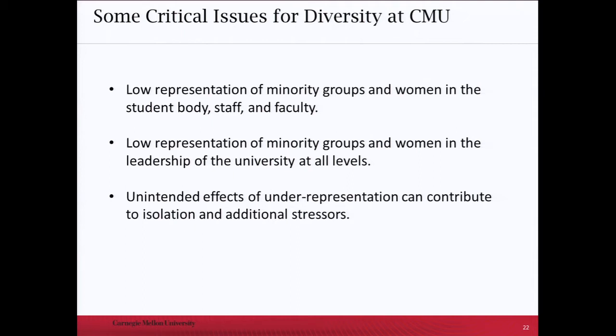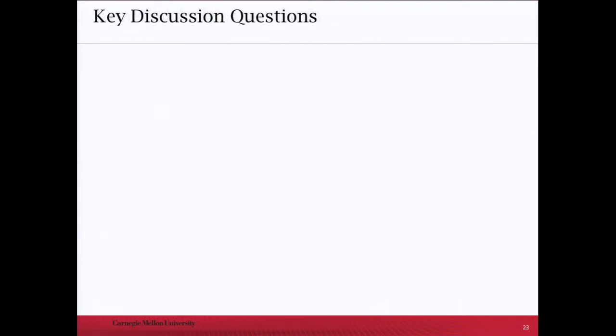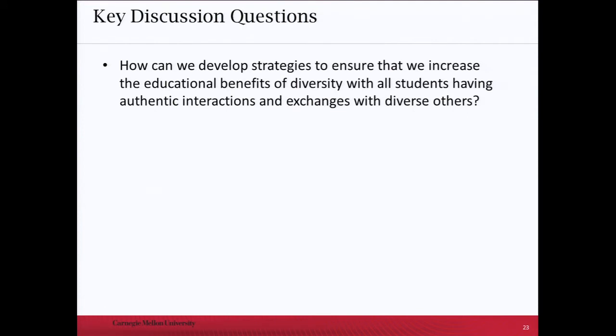And then there are also unintended consequences of basic underrepresentation, particularly in the classroom. Students in small groups can feel isolated, and it can add additional stress, where not only do they have to engage as a student, but somehow they're thought of as representing their own particular group, which is more than we ask of the majority. So I just wanted to raise some discussion questions, and if you have other points you want to raise, we'll have a nice discussion now, and then we can move forward with this afterward.